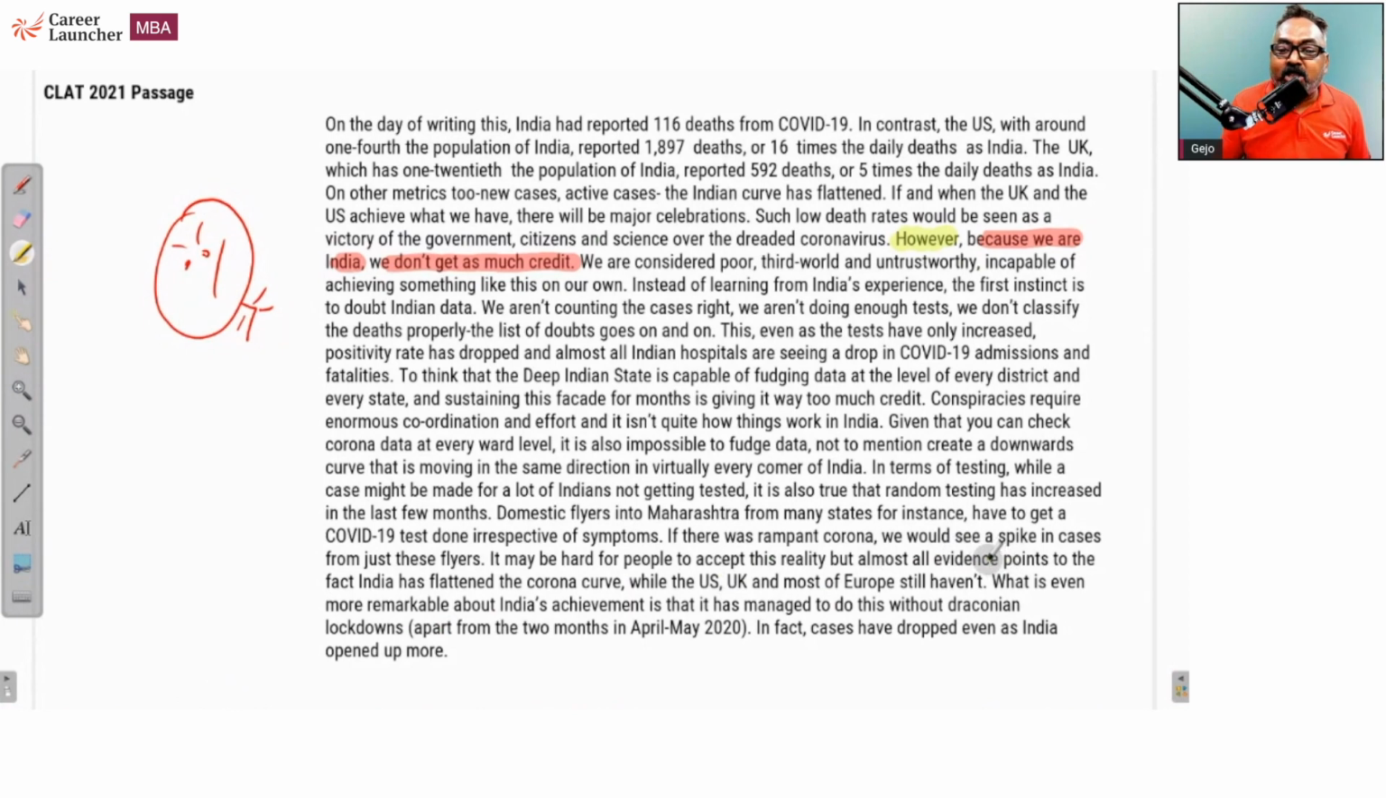Look at this. Evidence points to the fact that India has flattened the corona curve, which is true, while US, UK, and most of Europe still haven't. What is even more remarkable, look at the word that is used, remarkable. What is amazing about India's achievement is that it has managed to do this without draconian lockdowns. Apart from the 2 months in April, May 2020, in fact, cases have dropped even as India opened up more. So basically, what is happening here? The author is making a case that India is doing far better than UK and US. Yet, India is not getting credit, and that is wrong.